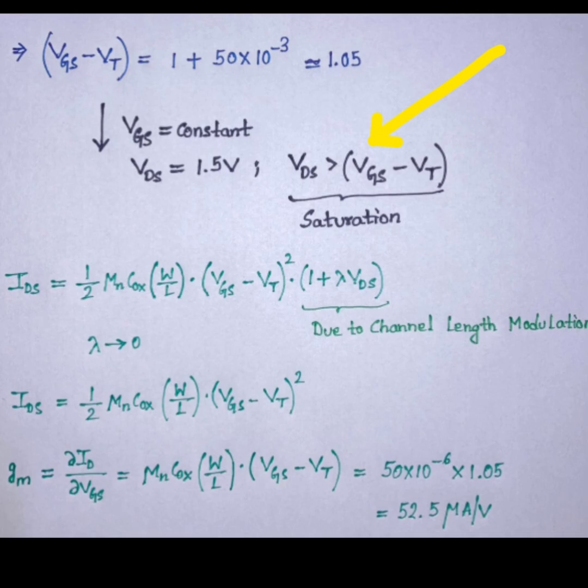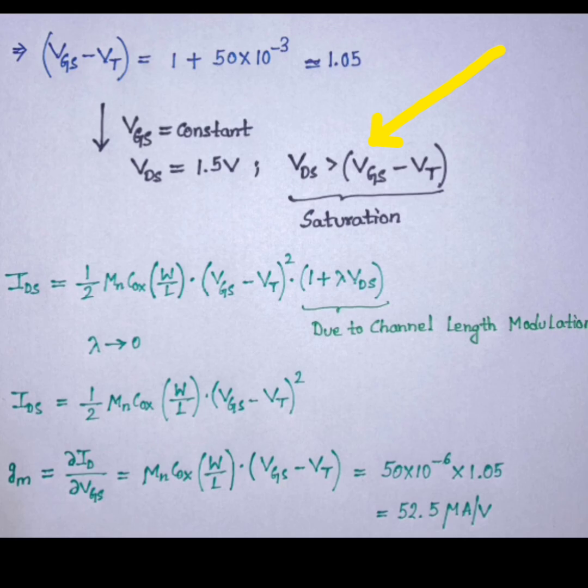And I should also tell you that VDS is increased, meaning the drain voltage has been increased, but since nothing was applied at the body, there was no change in the threshold voltage. Okay, so if your drain to source voltage, which is 1.5, is greater than your VGS minus VT, then naturally it is in saturation.